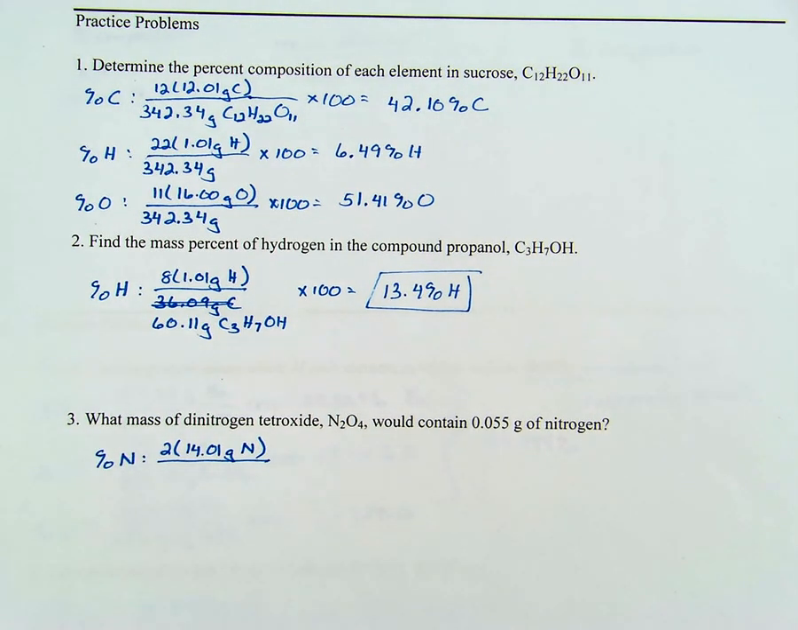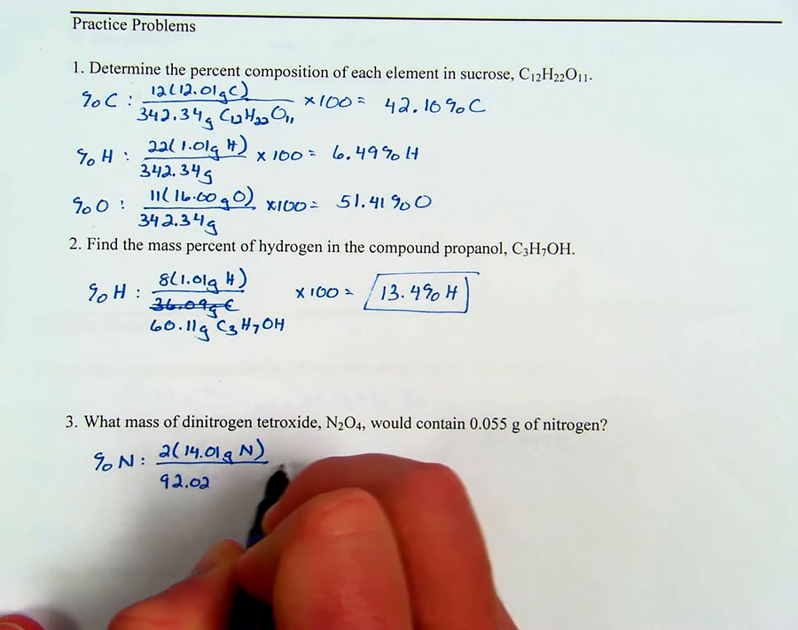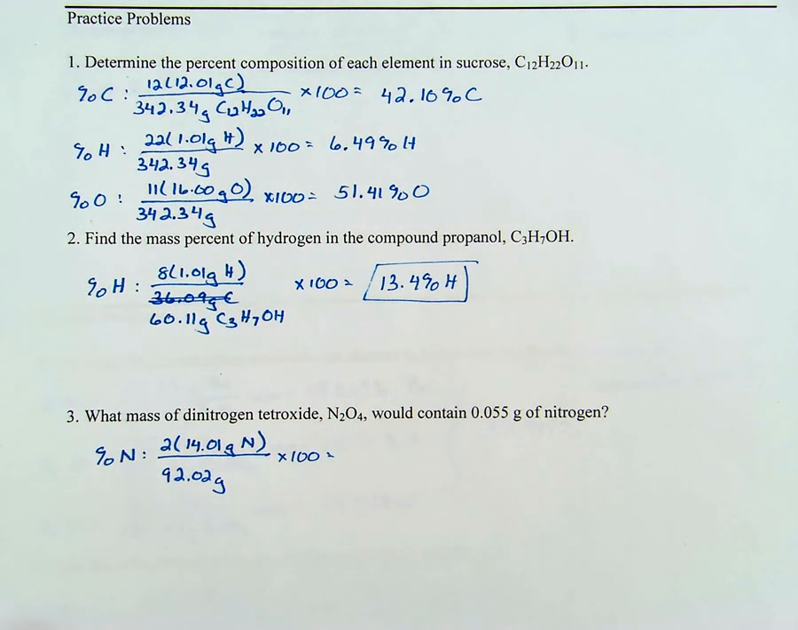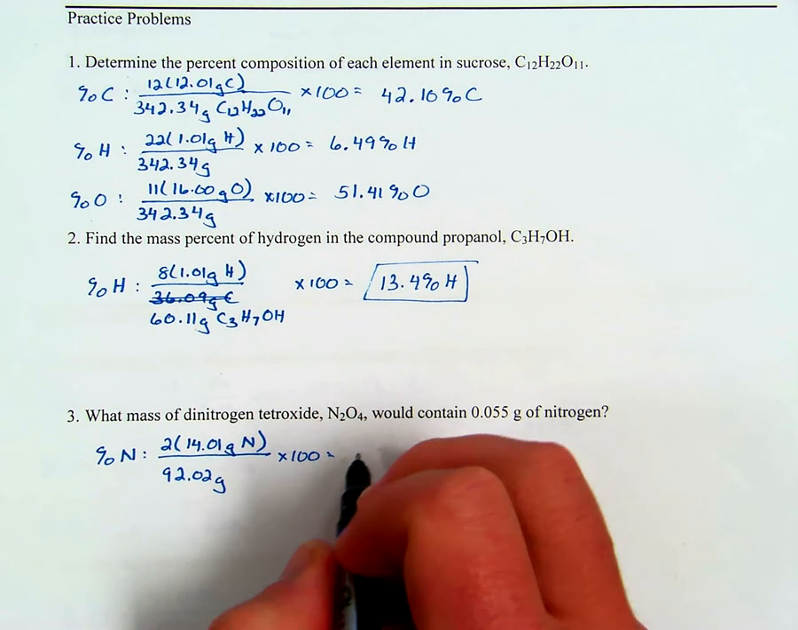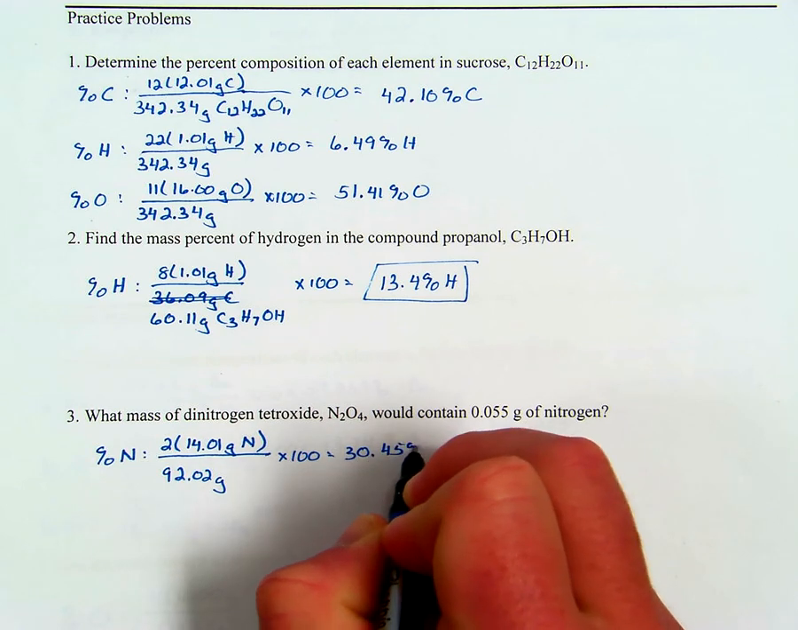That is 92.02. So 2 times 14.01 divided by 92.02 grams, so I don't forget my unit, times 100, and that gives me 30.45% nitrogen. So what I can do here is use this as a conversion factor.